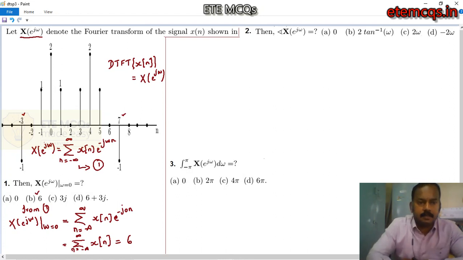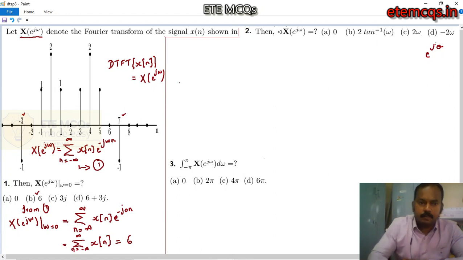Okay, the signal extends over discrete values between minus 3 and 7. Next we are supposed to find the second subdivision, which is the angle of X of e power j omega. We are supposed to find only the angle. So what do you mean by angle? If you just take the exponential part, you will have it as e power j theta. Whatever you have in the place of theta will be the angle.